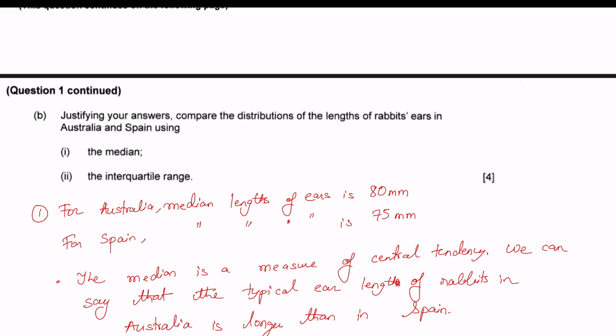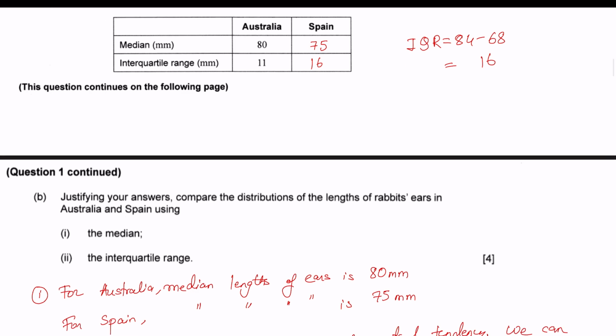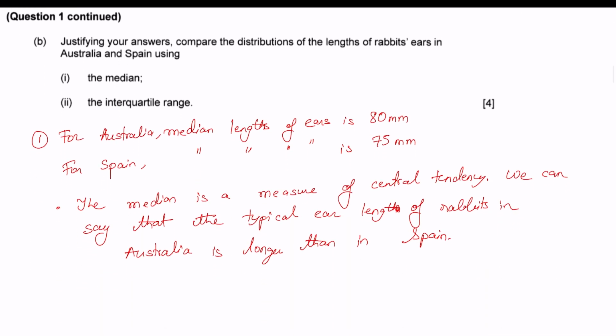Now the next part. So we have to again compare the distributions using the IQR. Now here clearly the IQR of Australia is less than that of Spain. Now if the interquartile range is greater for Spain, it means basically the lengths of rabbit ears in Spain are more variable than that of Australia, right? So we can answer in this way.